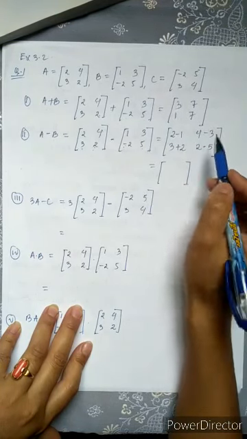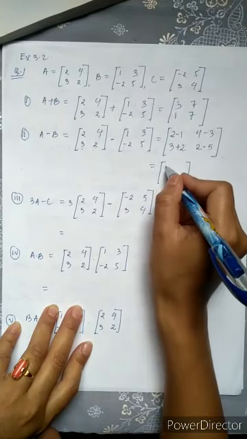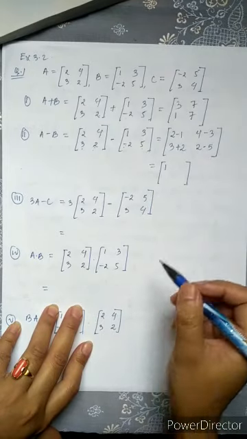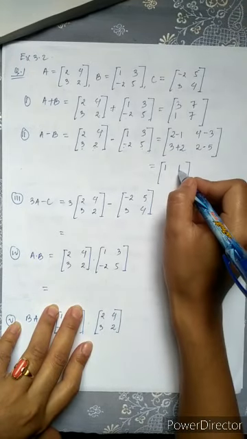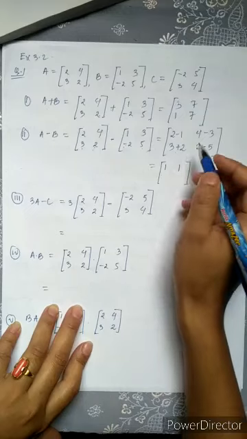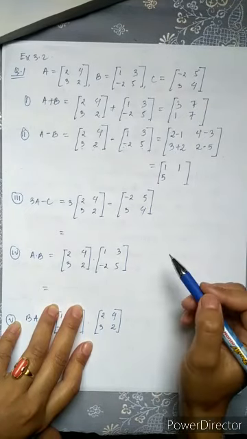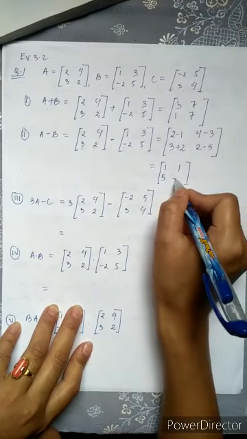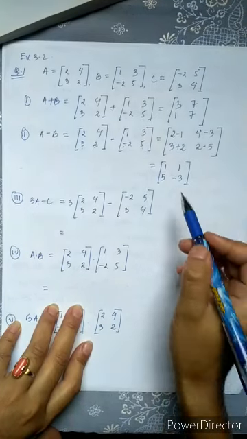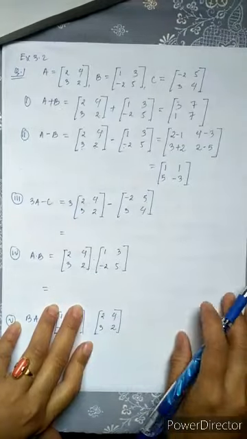And find the difference of these numbers. 2 minus 1 is equal to plus 1. 4 minus 3 is plus 1. 3 plus 2, the sum of 3 and 2 is 5. And 2 minus 5, the difference of 2 and 5 is equal to minus 3. This is the difference of matrix A and matrix B.